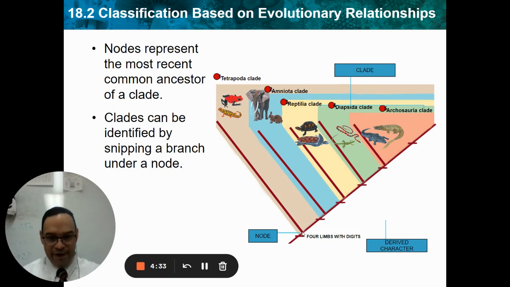A node is a branch point, which is what we were pointing out before. It's literally where one line meets another. So the amniota clade, the common ancestor is here at this node. Okay, that node literally will tell you that that particular clade happens to have a common ancestor there.